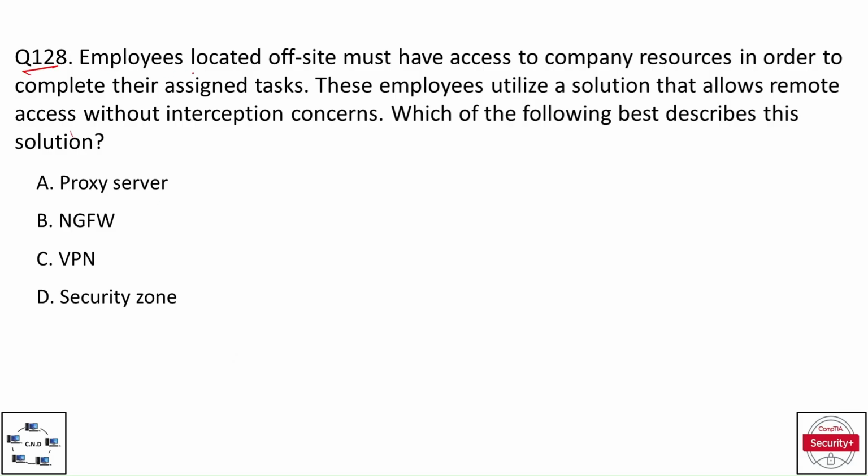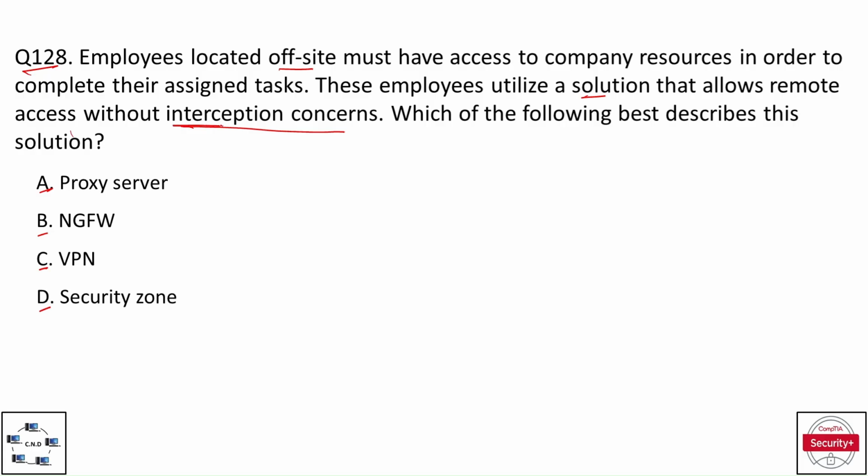Question number 1 to 8. Employees located off-site must have access to company resources in order to complete their assigned tasks. These employees utilize a solution that allows remote access without interception concern. Which of the following best describes this solution? And the options are option A, proxy server, option B, NG firewall or next generation firewall, option C, VPN, that is virtual private network, and option D, security zone.